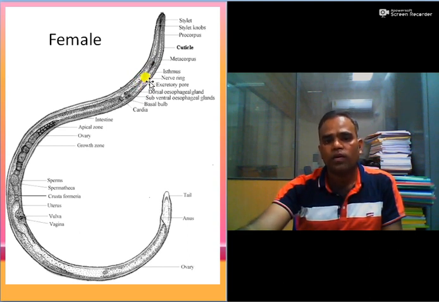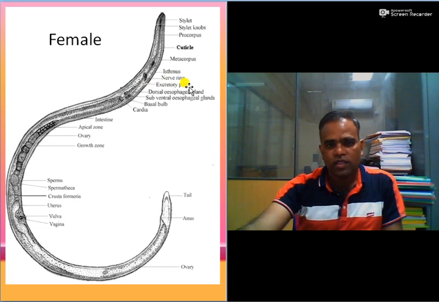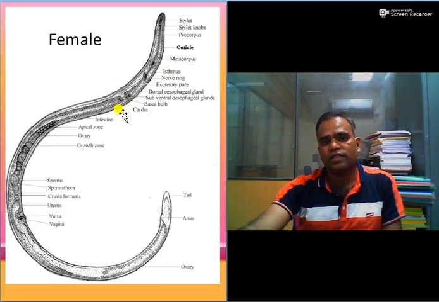There is one pore present ventrally to the isthmus, and it is called the excretory pore, which acts as the excretory system. Then after the basal bulb there is the cardia, which opens into the intestine, and this whole part is called the intestine. So we will see from the intestine.